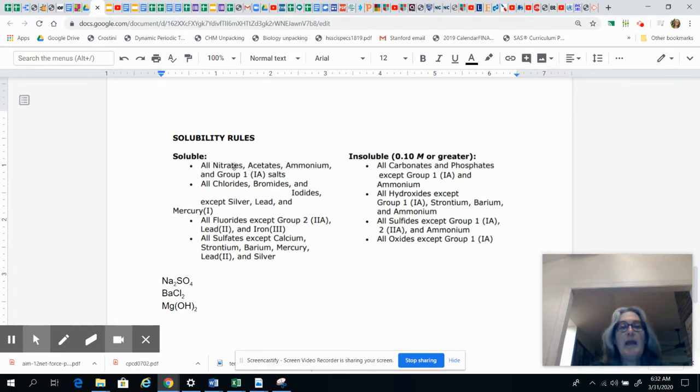This is saying anything combined with nitrate is soluble. No exceptions. Anything combined with chloride, bromide, or iodide, those are your halogens, is soluble with a couple of exceptions, silver, lead, and mercury. Fluorides, sulfates, carbonates, hydroxide, sulfide, oxide.